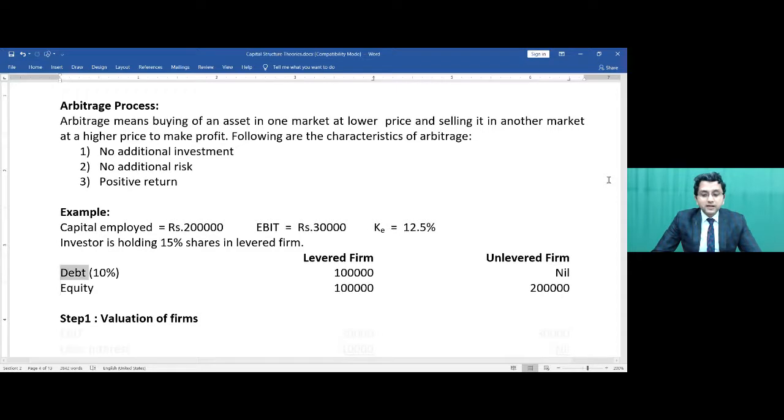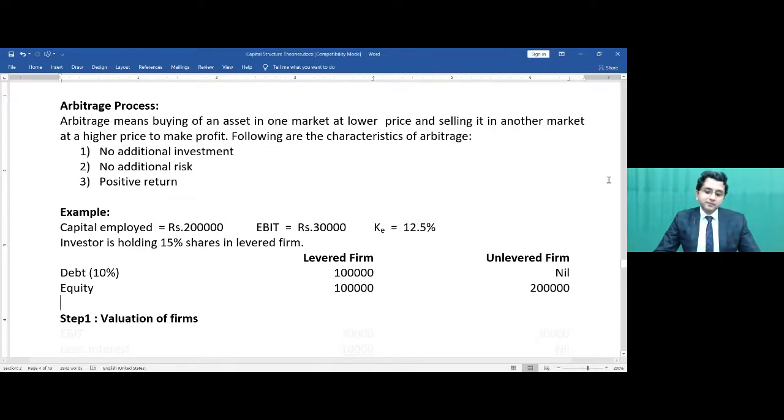Like, a levered firm has debt of 1 lakh rupees and equity of 1 lakh rupees, while an unlevered firm has zero debt. Zero debt means you are unlevered. Some debt means you are levered. And it is purely financed by equity, which is 2 lakh rupees. So there are 3 steps to solve under the Modigliani and Miller approach. The first step will look like the steps of the net income approach. When I solve the first step of M&M, you will feel we are not doing M&M, we are doing NI. The step is like that only. I can't help that.